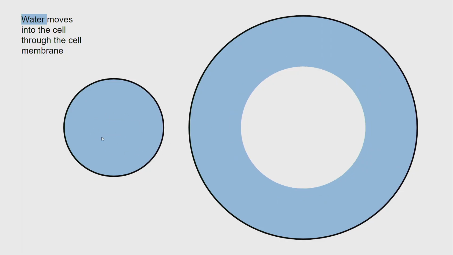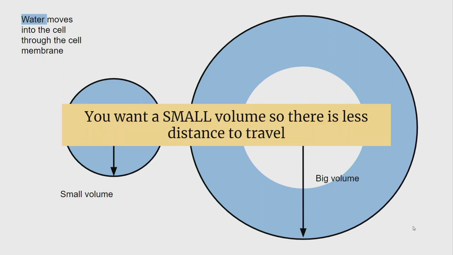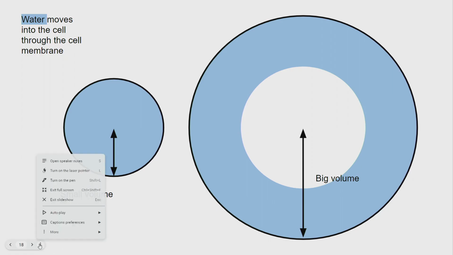Notice that if the volume is smaller, the cell fills with water faster. A large volume means it takes a longer time for the water to reach the center. You want a small volume so that there is less distance to travel. If the volume is too big, then you end up with too much distance for solutes and for water to travel, and this can kill our cells because they cannot efficiently move nutrients in or move wastes out.